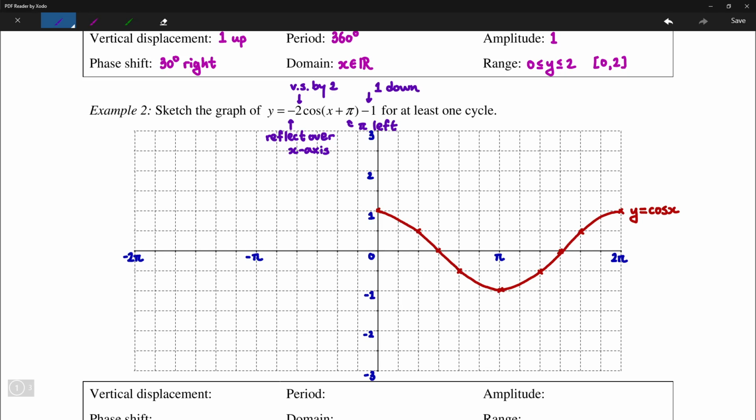Okay, so we can begin with any one of these points on the graph. So for example, 0, 1, and just take it through the transformation. So we'll start with 0, 1. It'll be reflected over the x-axis, so it'll become 0, negative 1, then vertically expanded by a factor of 2, so that takes us to 0, negative 2. And then the whole point will move pi units to the left, so we'll end up at negative pi, negative 2, and finally 1 unit down. So it's going to end at negative pi, negative 3.